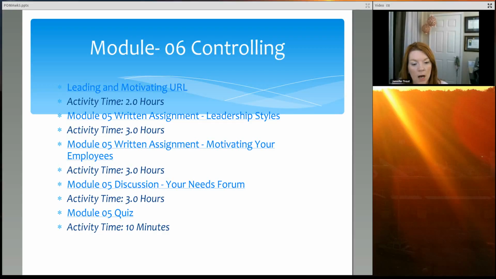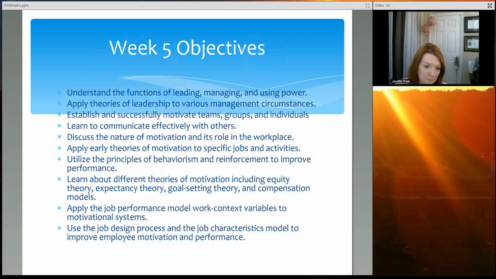But basically, we're going to talk about motivation and leadership, which is the fourth or fifth stage of functions of management. So you do have a few things that you'll need to be reviewing this week, which is your written assignment. You actually have 2 this week and 1 discussion post, so it's going to be a little bit heavier week this week, and of course the quiz. So you have week 5's objectives for this week.